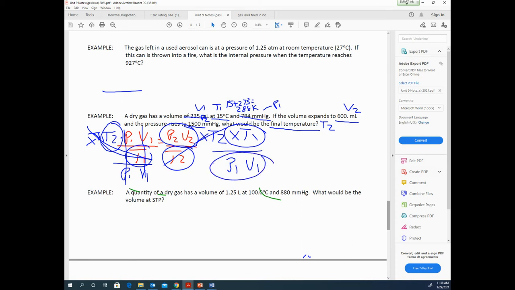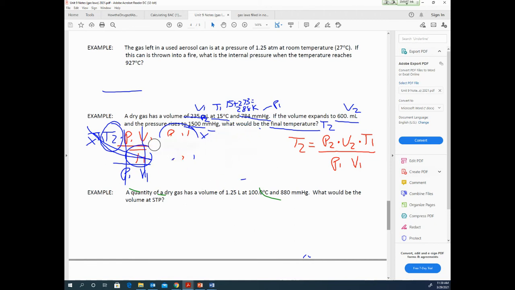So let's rewrite this whole big chaotic mess as what it actually ended up being. T2 is equal to P2 times V2 times T1 over P1, V1. Basically, the hardest part is just moving the variables over correctly.